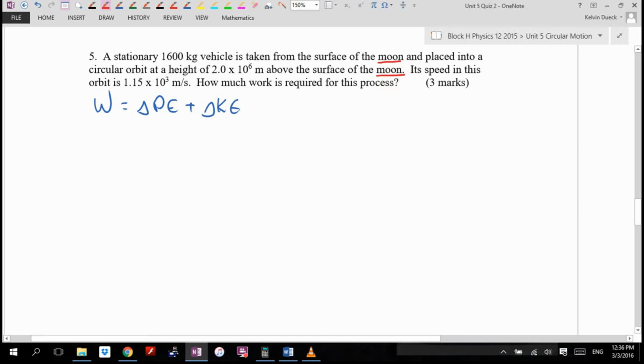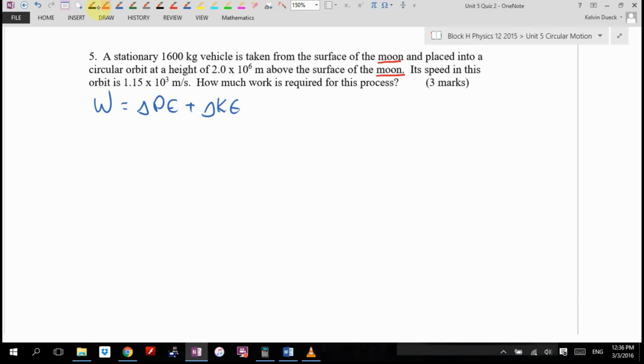Jason, what word did I underline? Moon. I better make sure I use the correct mass. Okay? If you use 5.98 times 10 to the 24th, sorry.